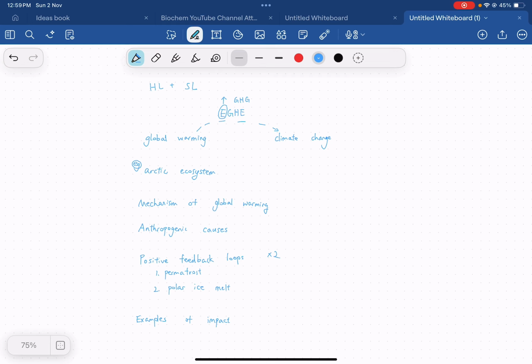Moving on to the example, I want to use the Arctic ecosystem as an example of how global warming may affect the wildlife on Earth. So first, melting ice can lead to rising of sea level, which leads to loss of habitat. For example, the Arctic fox may lose their habitat for either their food or accommodation.